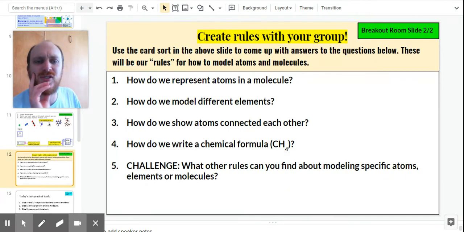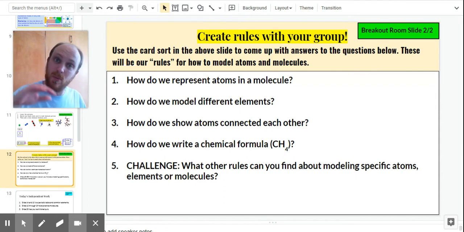Then I want you to try to answer some of these questions, as many as you can, and we'll go over them together. Or we did go over these together, but I will create a slide that outlines what we come up with, and we can use that.